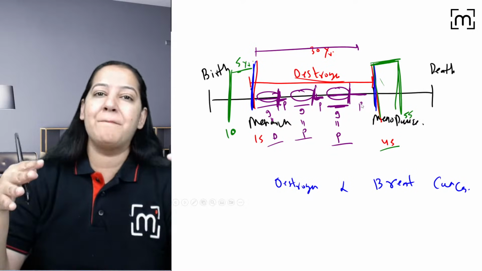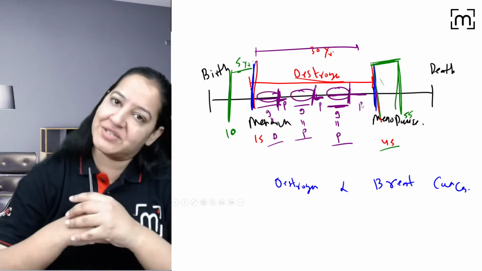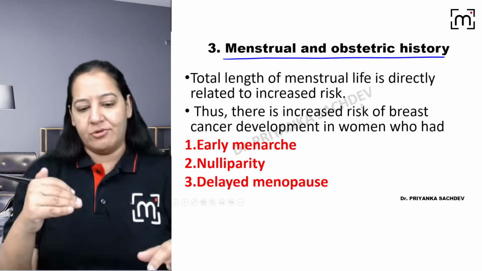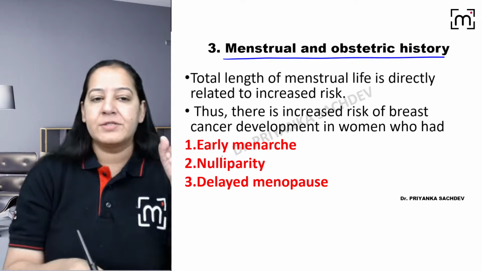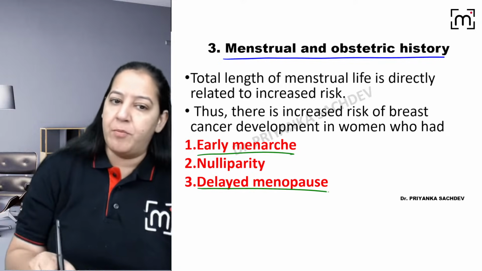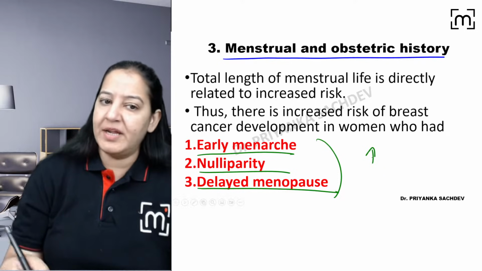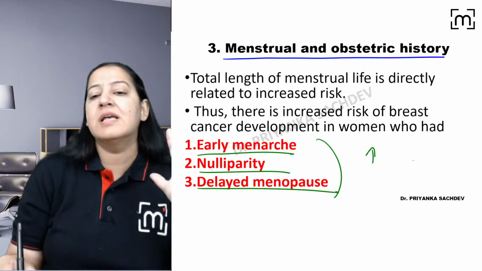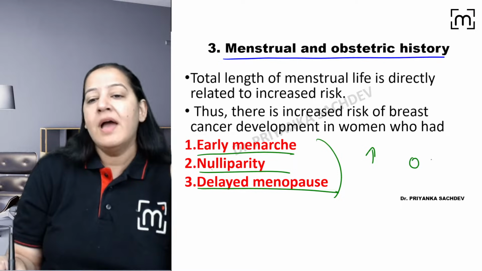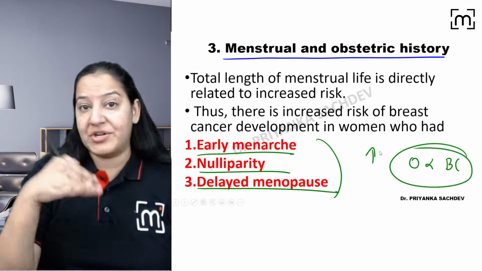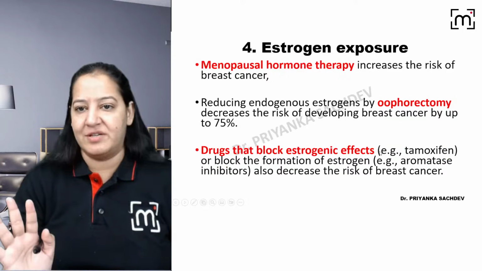So that is about the menstrual and obstetric history. I guess you got it. You got it? Say yes. Yes. So it is written in front of you. You can read it. So early menarche, late menopause, nulliparity, they all increase the risk. The point is that because of all these 3 things, estrogen exposure increases, and estrogen increases the chances of breast cancer. Right? Early menarche, late menopause, and nulliparity. You got it.